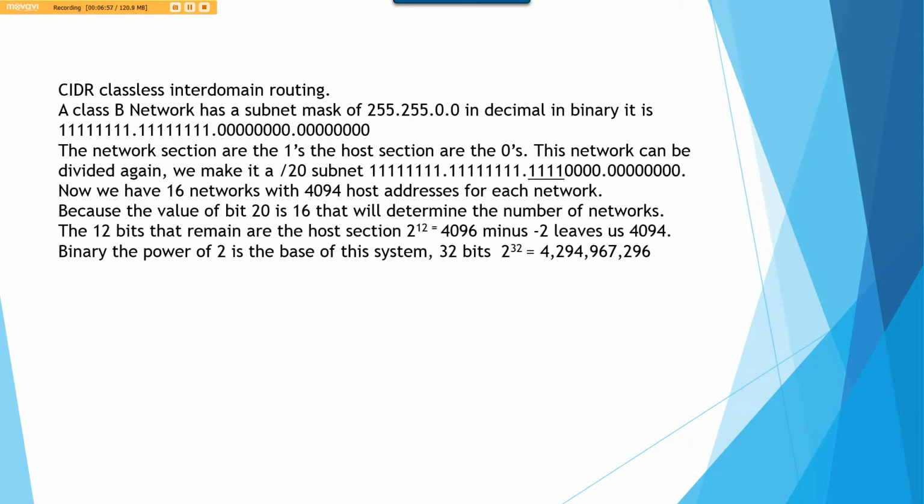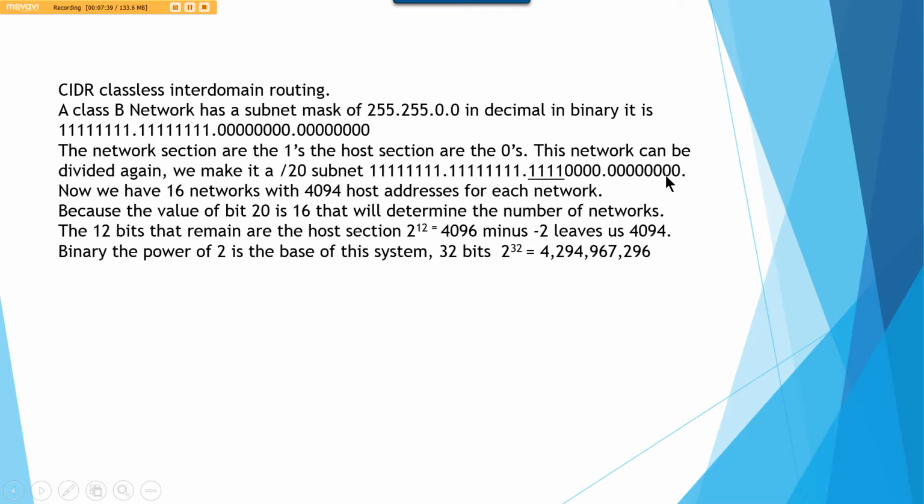Now when we subdivide our network like this, we end up with 16 networks with 4,094 host addresses for each network. So now that's what we have. We have 16 networks with over 4,000 hosts on each network. Now of course you can subdivide that down even more, because every time we take a bit away from the host section, we create a smaller number of hosts and a larger number of networks. So that's how that would work. So we would have smaller hosts here.